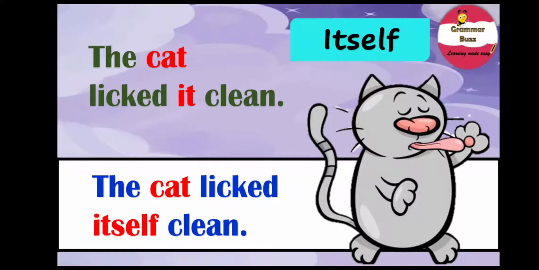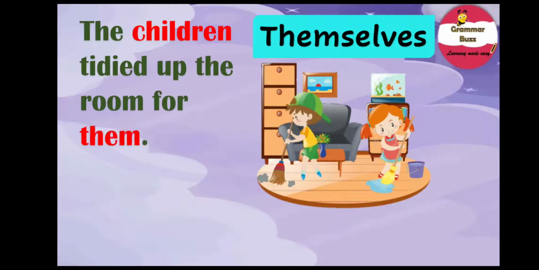So, let me give you another example. And our sentence is, the children tidied up the room for them. The them in the sentence refers to the children, which is a plural noun. So, what is the reflexive pronoun we need here? Note, the subject in the sentence is plural. Them refers to the children, and them is a plural noun. So, our reflexive pronoun should be a plural one.